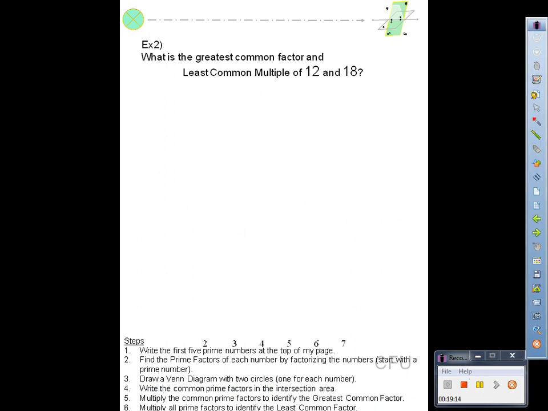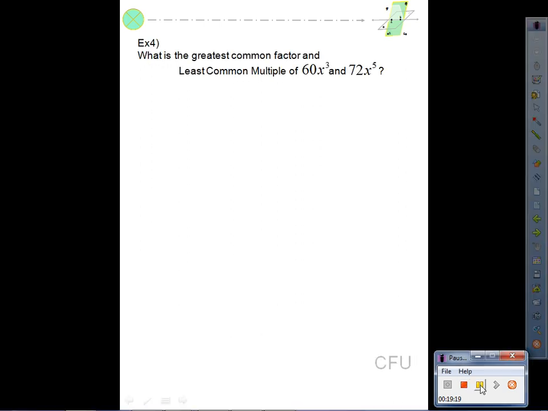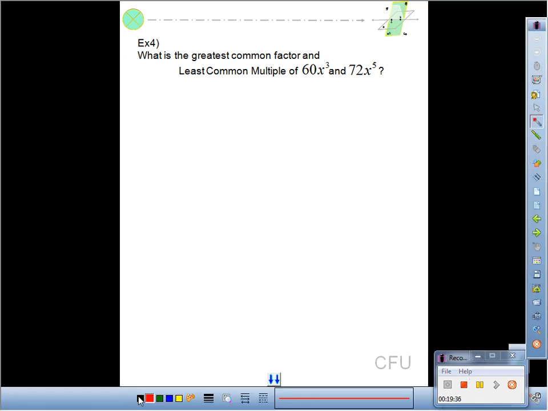All right, here we go. So, go to example 4. It says, example 4, what is the greatest common factor and least common multiple of 60x cubed and 72x to the 5th? Write those down, please. 60x cubed and 72x to the 5th.